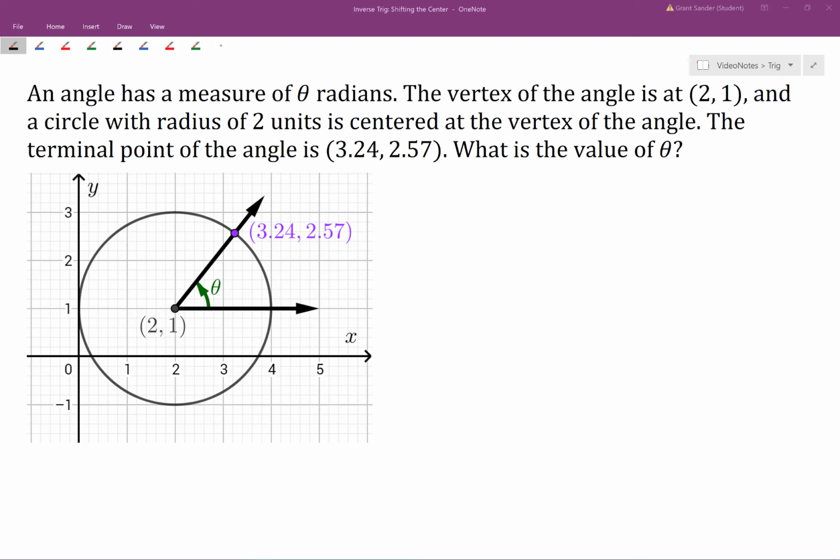In this video, we will use the inverse trig functions in scenarios where the vertex of our angle is not at the origin. So let's look at the following context. We have an angle with a measure of theta radians, and the vertex of the angle is at (2, 1), and a circle with a radius of 2 units is centered at the vertex of the angle. The terminal point of this angle is (3.24, 2.57).